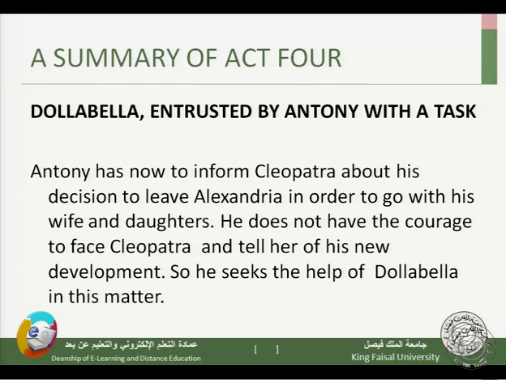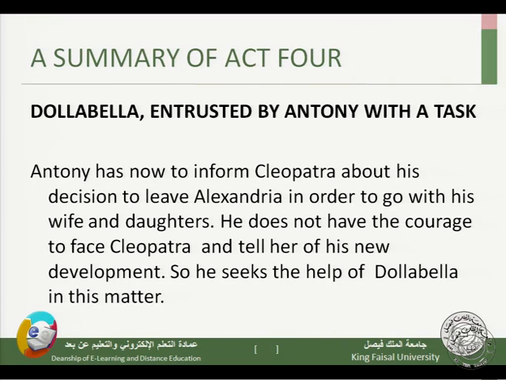So now in Act 4, we find that Antony wants to send a message with Dolabella, his friend, to Cleopatra, telling her that he will leave her, he will desert her. Because, as you know from the previous lecture, he trusts Dolabella as a close, sincere friend, so he entrusted him with a task. What's this task? We will know from these coming lines.